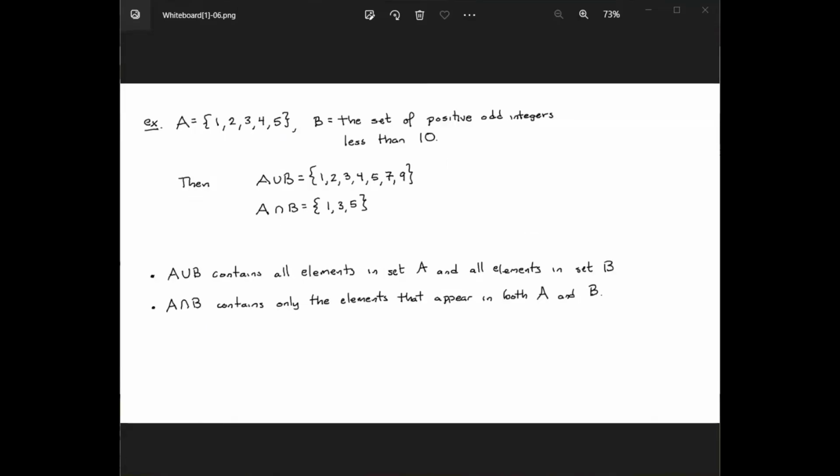Here are some more examples. If we have A being the set of integers 1, 2, 3, 4, 5, and then B being the set of positive odd integers less than 10, then A union B would be everything in both A and B, which is 1, 2, 3, 4, 5. And then B gives us 7 and 9. Although B also has 1, 3, and 5, we don't write them twice. So A union B is 1, 2, 3, 4, 5, 7, 9. And A intersect B is just 1, 3, 5. Those are the elements that are in both A and B.